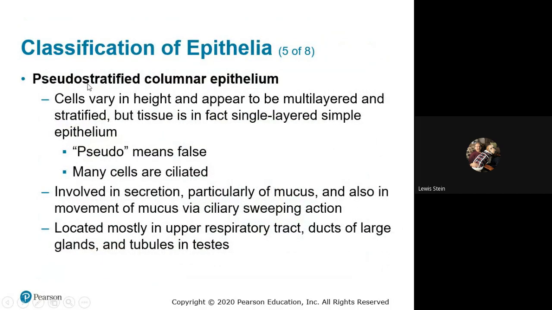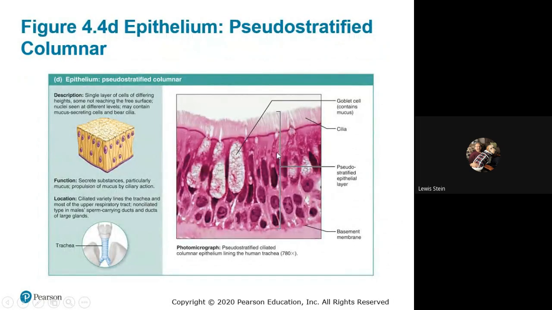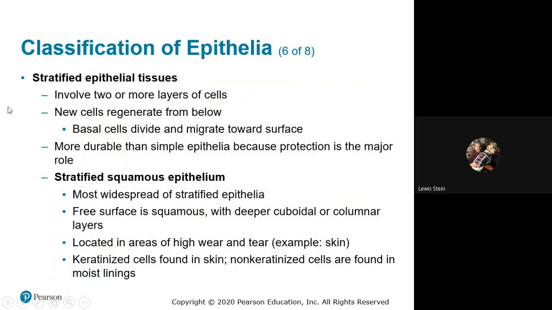Pseudo-stratified, meaning it looks like it's in multiple layers, it's not. Because every cell, even though they vary in height, they all go down to the basement membrane. They have cilia. We see this in respiratory all over the place, some other areas, large glands and tubules, etc. So if you look at all these cells, even the ones that don't go to the top, go down to the base. That's what pseudo-stratified means. So stratified, there's really stratified squamous and transitional. Those are the ones you have to know.